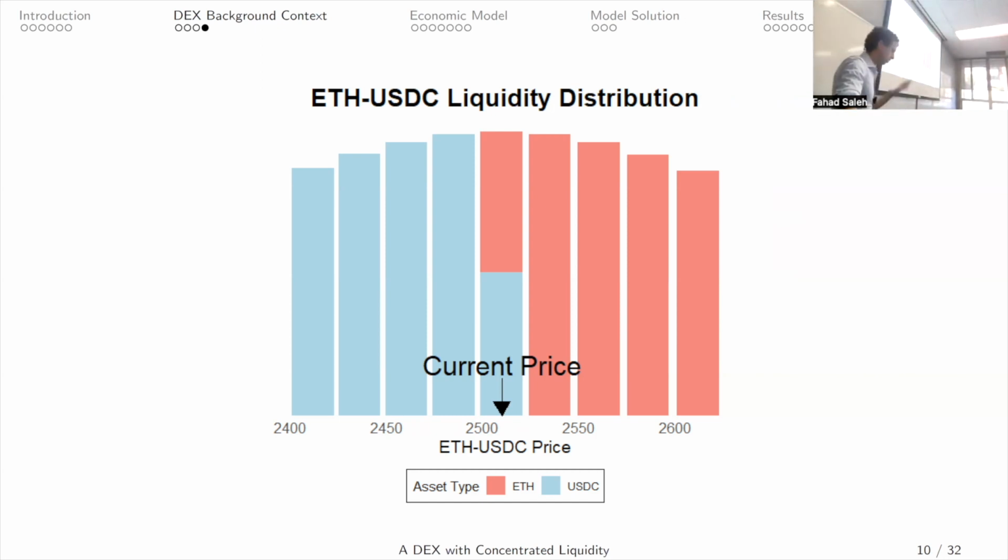Okay. So again, when you provide liquidity, you provide it in terms of the assets that are being intermediated. If it's an ETH-USDC pool, you provide ETH and USDC, but the exact composition in terms of ETH and USDC is determined by where the price is relative to the liquidity you're providing.